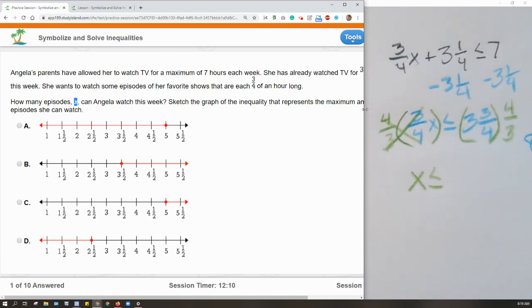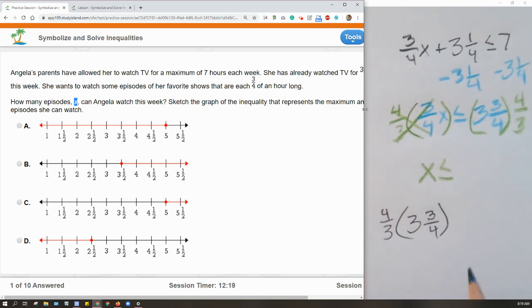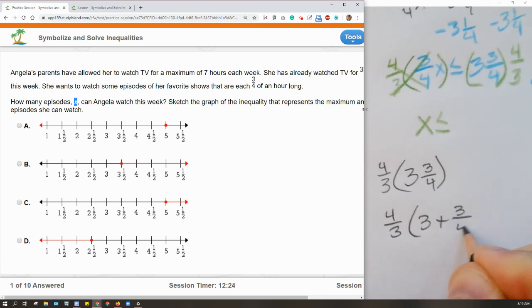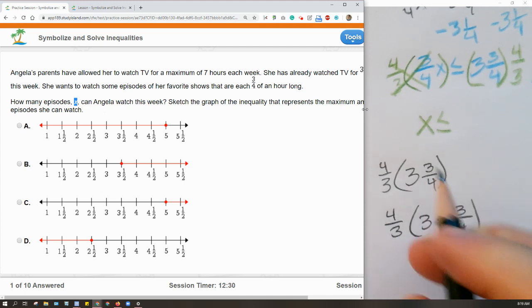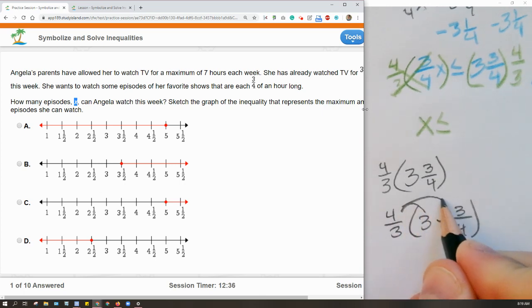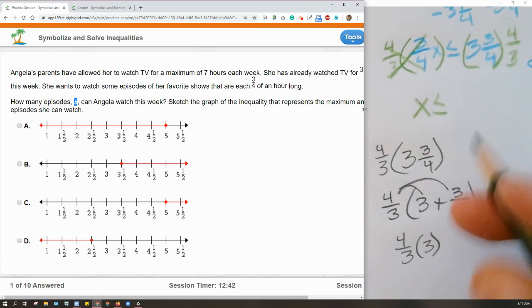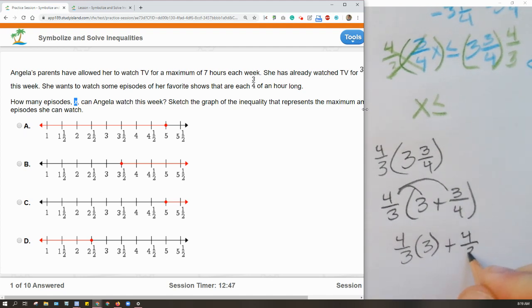If I have 3 3/4 times 4/3, that's the same as 4/3 times 3 plus 3/4, right? 3 3/4 is the same as 3 plus 3/4. Well, if it looks like this, I could use my distributive property. I could do 4/3 times 3, and then 4/3 times 3/4 and add them together. I'm writing this all out. I wouldn't do this normally. You could jump to this in your head, and if you get used to it, it goes really fast. I'm just writing this out for anybody that doesn't understand what I'm doing.